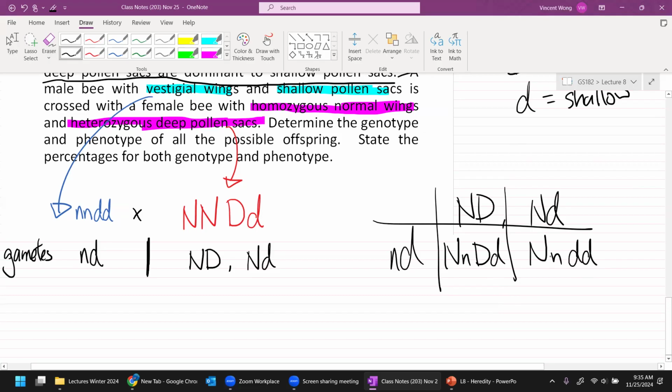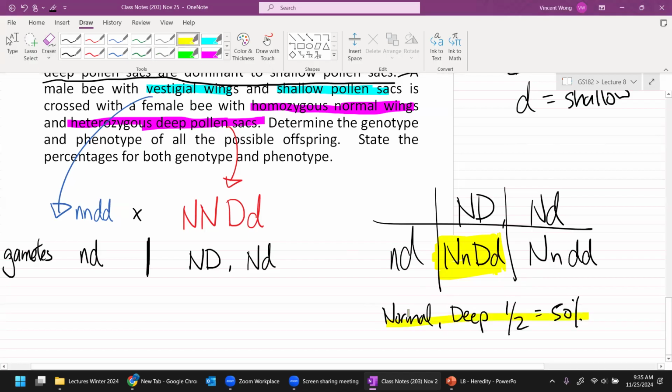And don't forget to answer the question. A lot of people make it all the way to this step and then they stop. You finish the hardest part. Now answer the question. What's the question? State the percentages for both genotype and phenotype. Okay, so bring some highlighters. What's this one? Is it normal wings or vestigial wings? Deep or shallow? Yeah, so normal deep, that's 1 out of 2 or 50%.